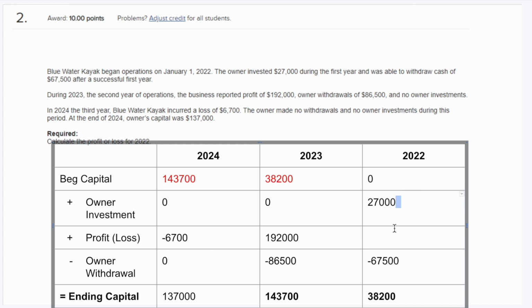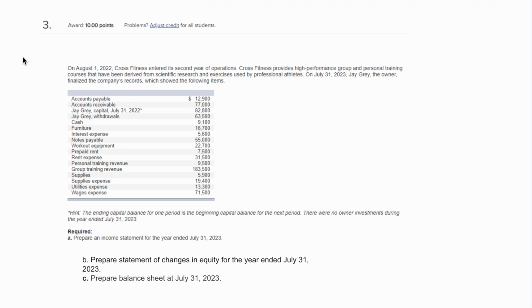So if we did the numbers on that, we would get 38,200 plus 67,500. We'd add that back, minus the 27,000. That would give us 78,700 as the amount in that cell. And that amount in that cell is, by definition, the profit for the firm. So we deduce, based on our analysis here, that the profit for 2022 was 78,700. Let's take a look at question number 3 next.